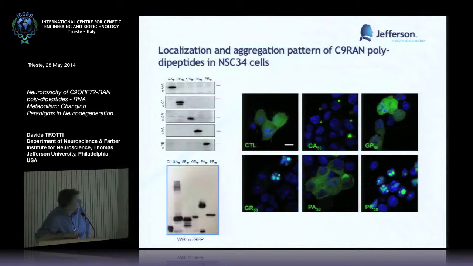GP50 remains diffuse throughout the cells. GR50 shows a striking nuclear localization. PA is somewhat in aggregated form, shown here, but mainly diffuse. I'm going to show you some live cell imaging data showing that PA can aggregate but also disaggregate, so it's a dynamic situation. PR50 instead shows a strikingly nuclear localization, similar to GR. So this is the situation in the NSC34 cells.